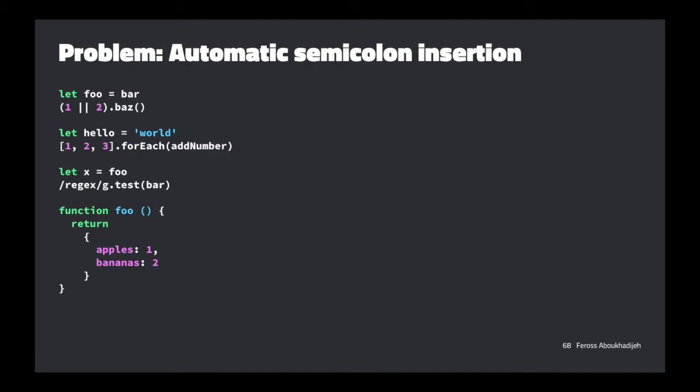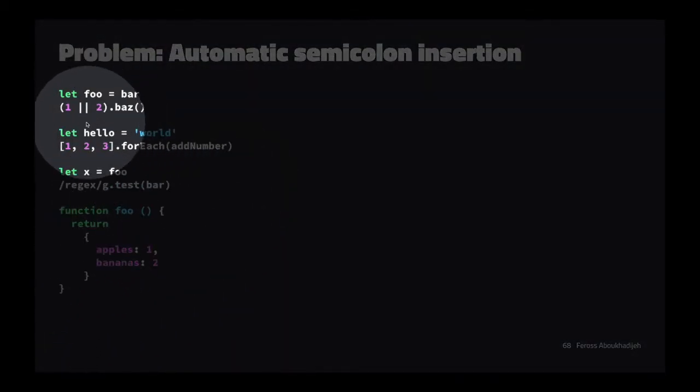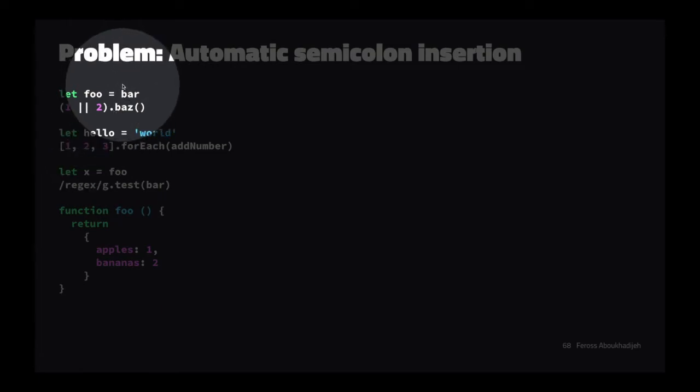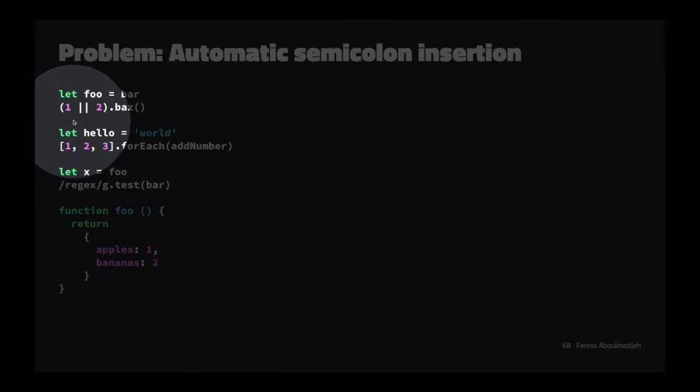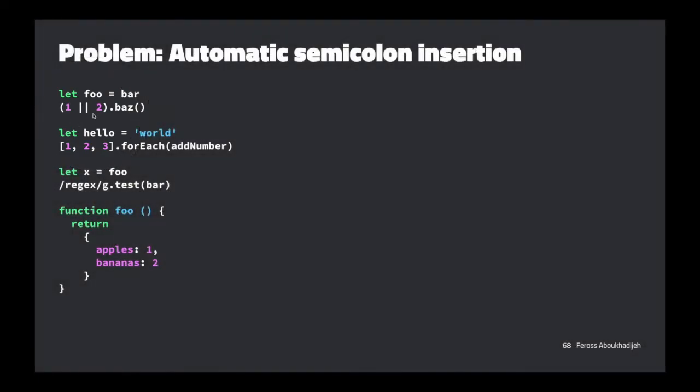So for example, here, let me see if I can use this instead. Yeah, there we go. Here it'll actually interpret this as a function invocation. So it's going to call a function called bar with the number 1 as an argument. So it's like, no, we can't put a semicolon there. That actually is a continuation of the previous line. And that might surprise you.